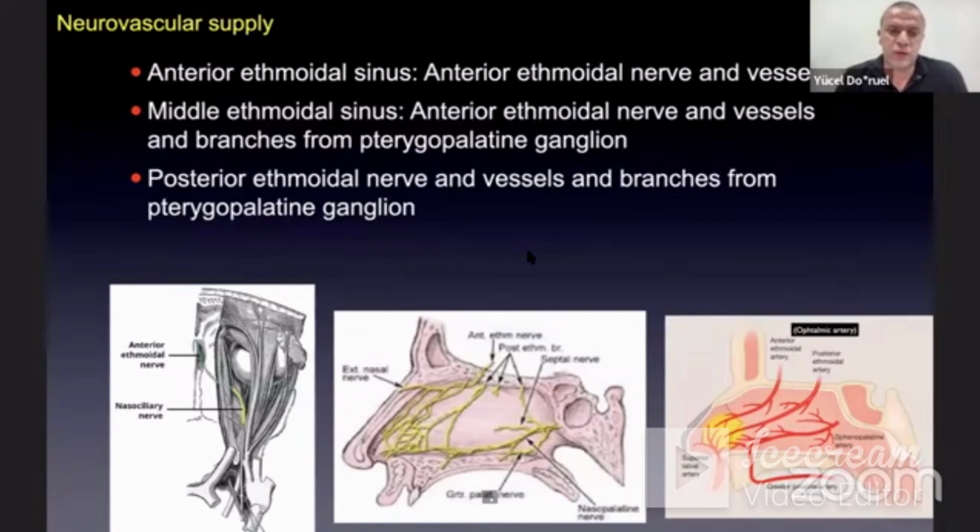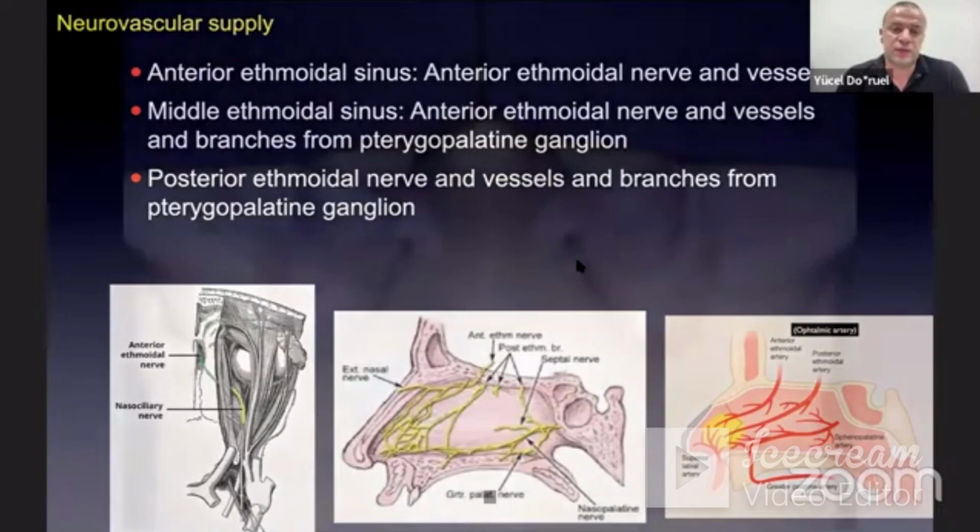Regarding the neurovascular supply of the ethmoid sinus, the anterior cells get their supply from the anterior ethmoidal nerve and vessels, while the middle ethmoidal cells get supply from the anterior nerve and vessels, and also a branch from the pterygopalatine ganglion. Posterior ethmoidal cells get innervation and supply from the posterior ethmoidal nerve and vessels, and some branches from the pterygopalatine ganglion.